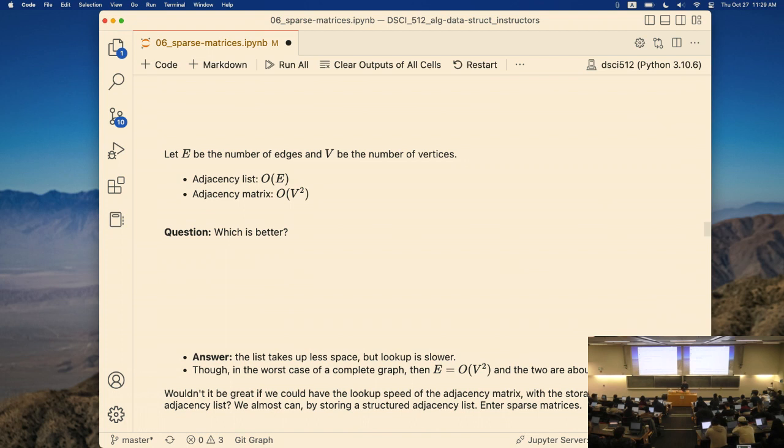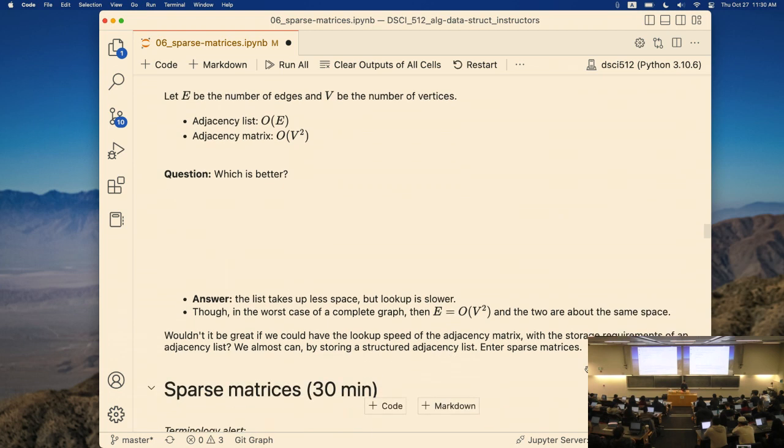So it would be nice if we had a way to basically combine the good things about both of these representations and kind of have a compromise between the two. And then enters sparse matrices. Let's see what sparse matrices are. So before that, I think it might be a good idea to take the break here, and then let's be back in 5 minutes.